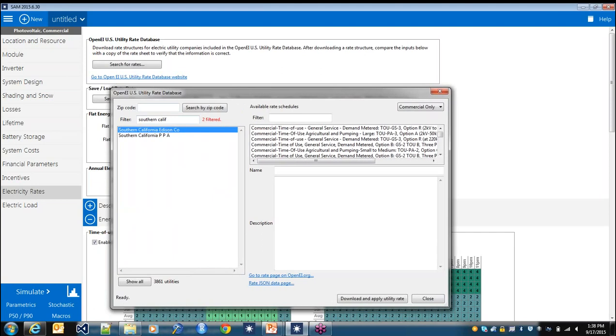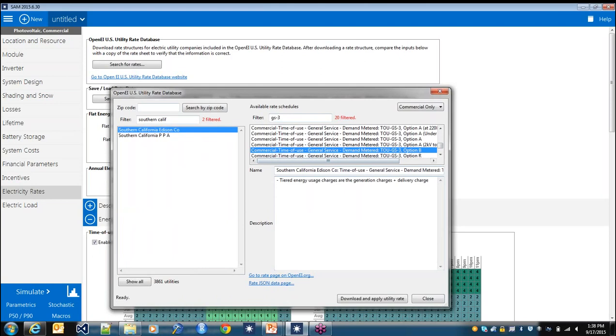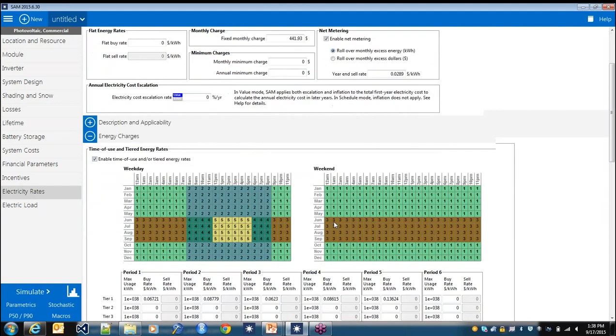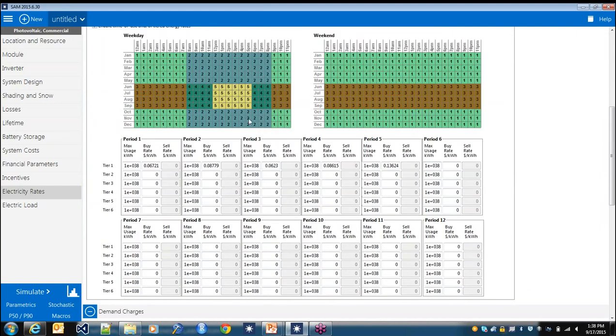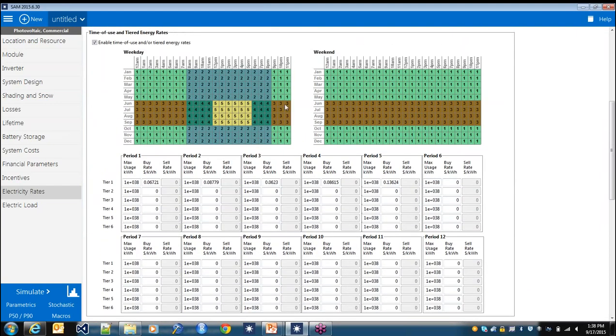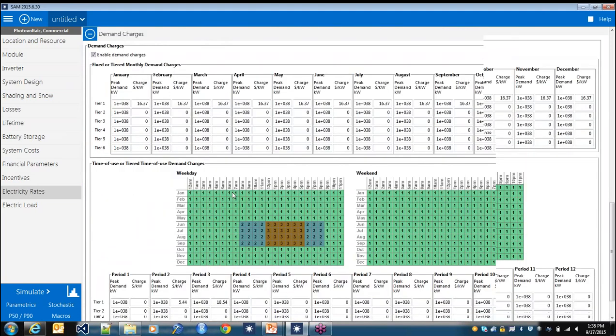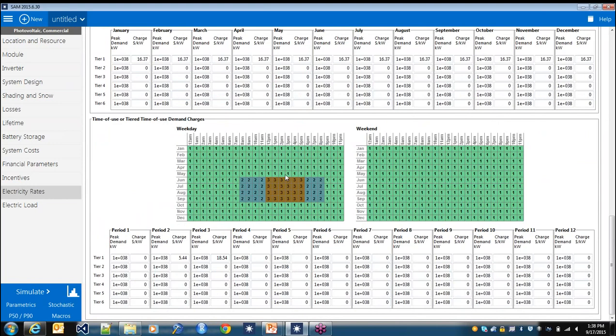We have commercial rate structures. I happen to know that GS3 option B is a pretty interesting rate structure to look at for demand charge reduction. So I click download and apply, and we verify that it applied. We have time of use energy rates. We have demand charges, which are fixed. We also have time of use demand charges.